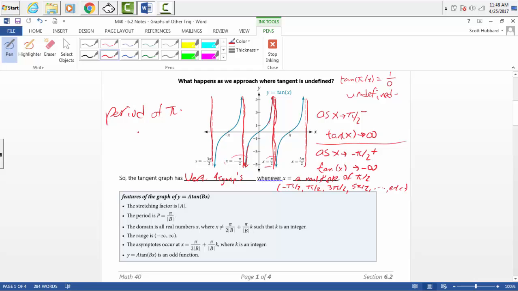Okay, they have these vertical asymptotes at the poles, pi over 2 and negative pi over 2, 3 pi over 2, negative 3 pi over 2. All right, so anyways, that is all summarized here in this table.